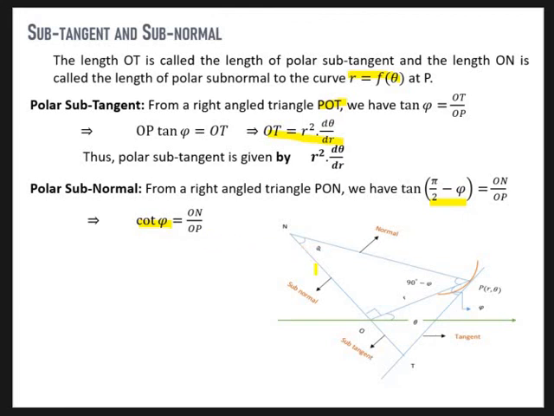Now, we have to find the distance ON. So, equating, we get OP cot phi is equal to ON, which implies that ON is equal to dr by d theta, by using tan phi is equal to r into d theta by dr. We can substitute in this one and ON will be equal to dr by d theta. So, this is the required formula to find the polar subnormal. Now, based on these two formulas, let us work out a few problems.